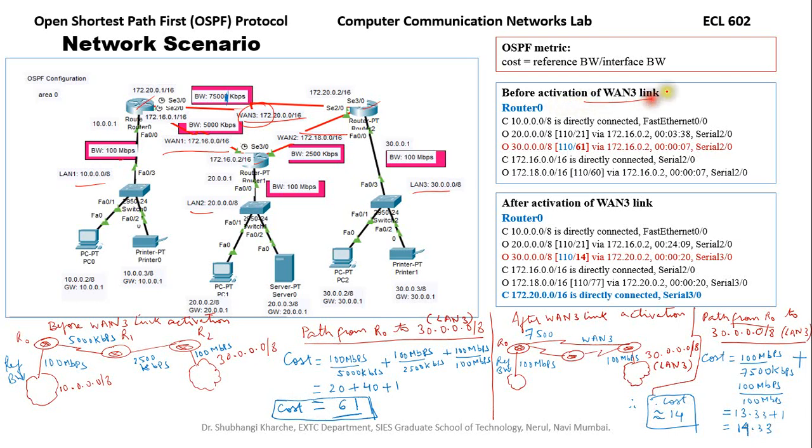So here in this OSPF configuration, first of all we are going to keep the WAN link 3 in inactive state, and then we are going to calculate the cost metric right from router 0 to this network 30.0.0.0, that is LAN 3. So we are interested in calculating the routing path cost metric from router 0 to LAN 3. Now here I have drawn the diagram to explain the cost metric calculation.